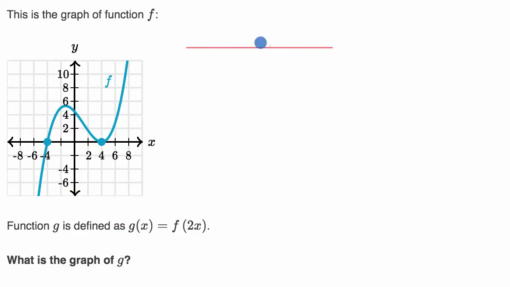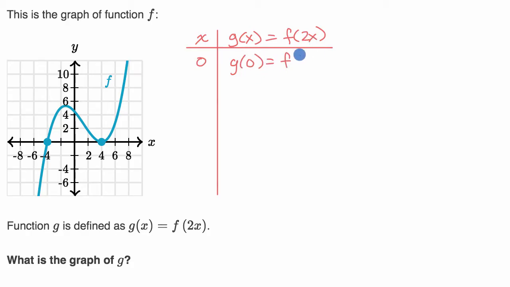The way I will think about it, I'll set up a little table here, and I'll have an x column, and then a g of x column, and of course g of x is equal to f of 2x. So when x is equal to 0, g of 0 is going to be f of 2 times 0, which is still f of 0, which is equal to a little bit over 4. So they're both going to have the same y-intercept.